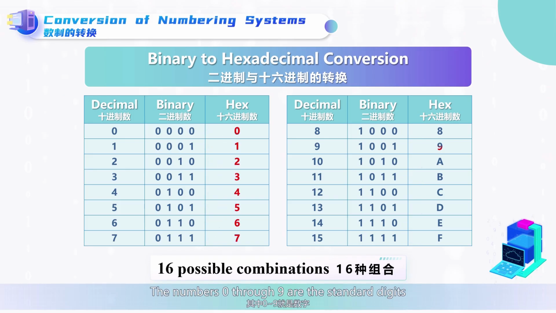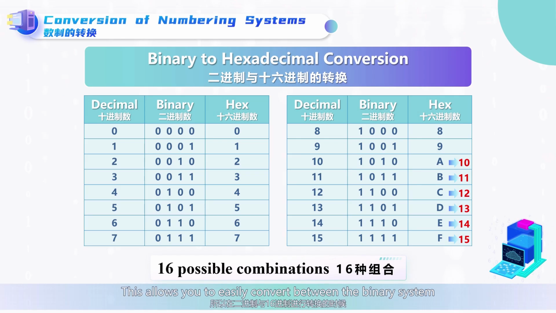The numbers 0 through 9 are the standard digits. Once you get to 10, there are no more corresponding digits. So we use the uppercase letters A through F to represent numbers 10 through 15 in the hex system. This allows you to easily convert between the binary system and the hex system by looking up the corresponding values in a conversion table. With practice, you'll be able to do these conversions quickly in your head.